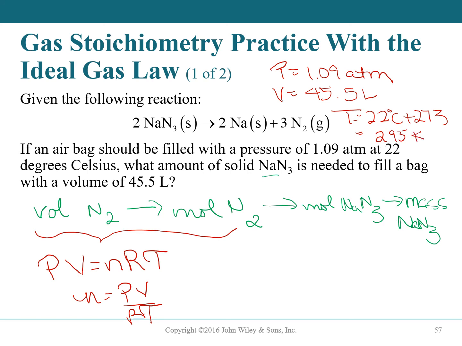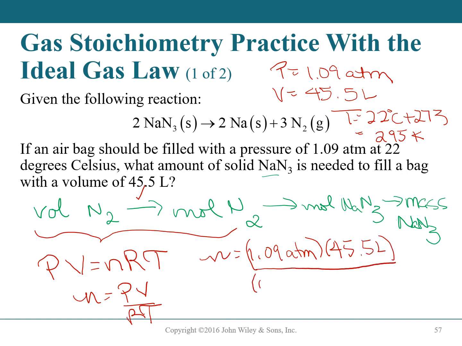So let's go ahead and for step 1, calculate n first. We're going to do just this one. Okay, so n is going to be equal to 1.09 atmospheres times the 45.5 liters divided by 0.08206 liter atmospheres per mole Kelvin, and T is 295 Kelvin.